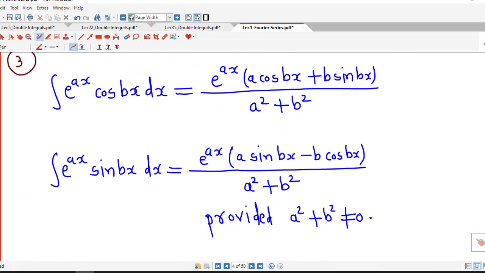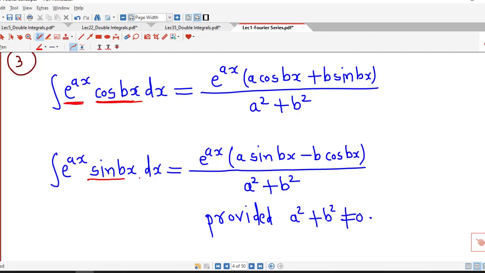Now suppose we have this type of integrals, then here we cannot apply integration by parts, because derivative of any of these two functions will never vanish, or will never be 0. So whenever we have this type of functions in the product, we have this ready-made formula. If we have e raised to ax cos bx dx, then this is equal to e raised to ax times a cos bx plus b sin bx divided by a square plus b square.